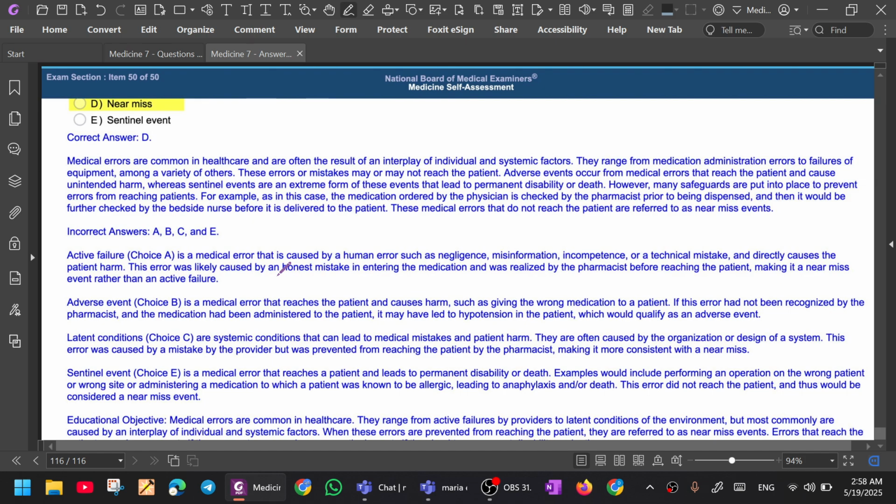Can you read A? Active failure is a medical error that is caused by human error, such as negligence, misinformation, incompetence, or technical mistakes, and directly causes the patient harm. This error was likely caused by an honest mistake in entering the medication and was realized by the pharmacist before reaching the patient, making it a near miss event rather than an active failure.